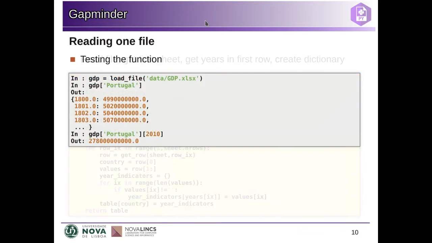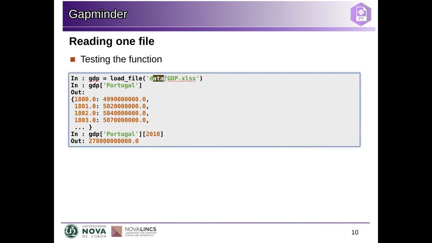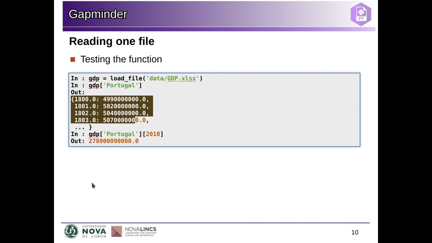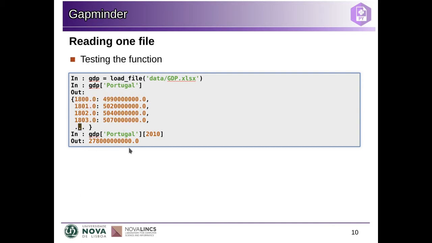So we can test our function. We'll load the file. The file is in the data folder. It's called gdp.xlsx, and we'll load it here. And now we can see that GDP of Portugal, we get the whole dictionary. This is much longer. I cut it there. And then we can get specific years. Okay. So now we have this working.